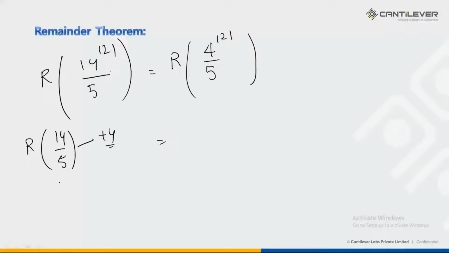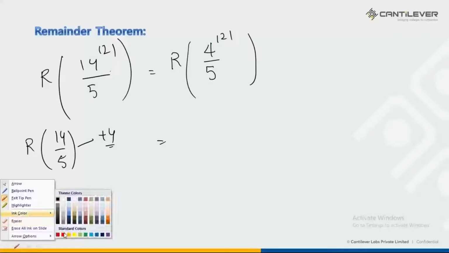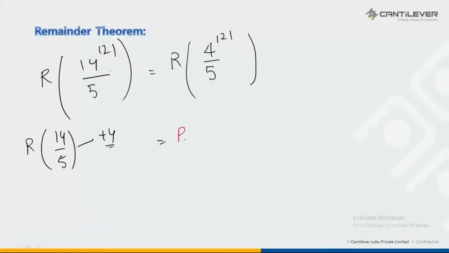Now I will make modifications in the numerator value. How? I will just split it. 4 to the power of 120, or is 4 square. Let's write it in terms of 4 square.